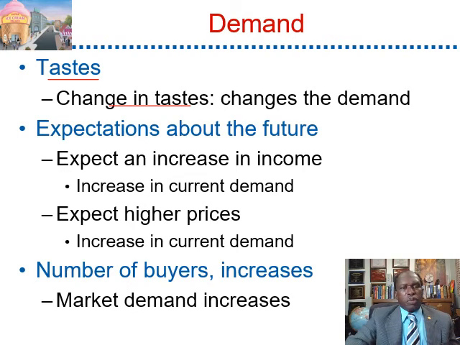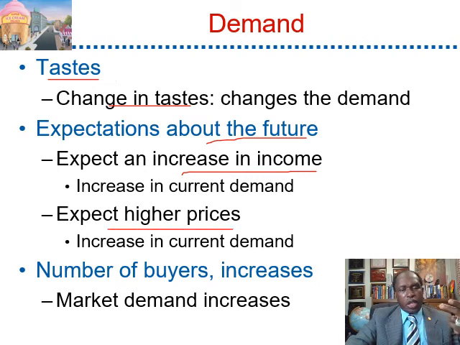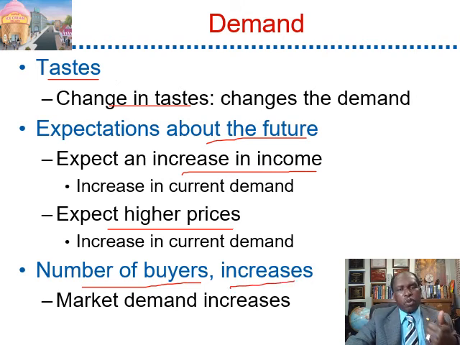So with respect to expectation about the future, if you expect an increase in your income in the near future, say in 6 months, your demand for normal goods will increase and shift to the right. If you expect higher prices next week, for instance, you expect the price of gasoline to increase next week, the demand for gasoline right now will increase and shift to the right. With respect to the number of buyers, if population increases, the demand would increase and shift to the right.